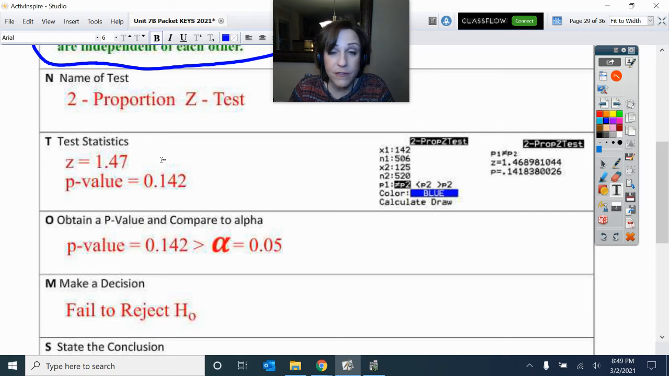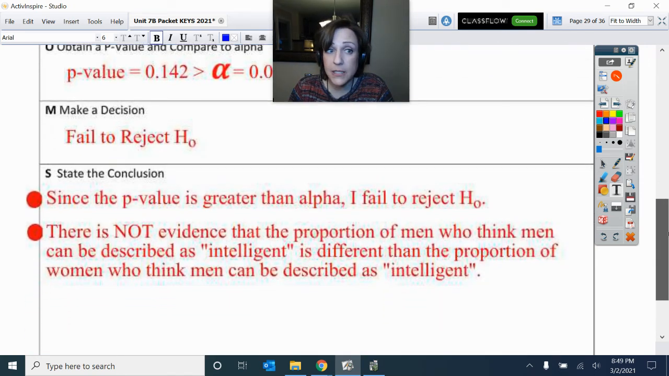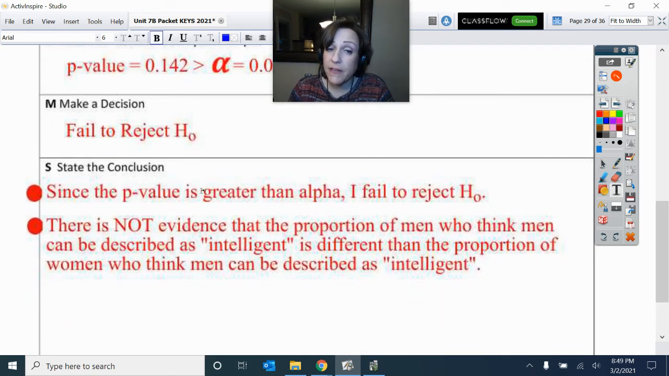All right, so I ran that test, looking at my tail here, not equal to, and I got a z-score of 1.47 with a p-value of 0.142. Pretty big. So since that p-value is greater than alpha, I failed to reject the null hypothesis. Okay, not a big deal going on. There is not evidence that the proportion of men who think men can be described as intelligent is different from the proportion of women who think men can be described as intelligent.